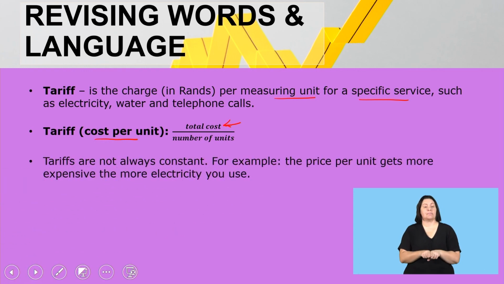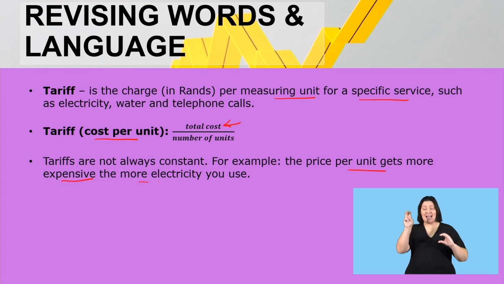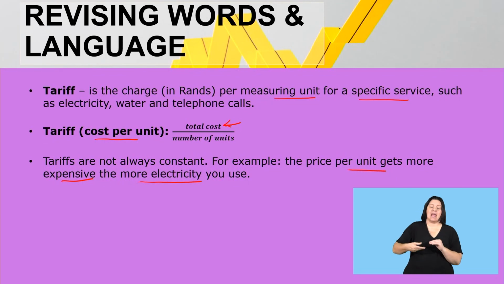Then also, I've indicated to you that tariffs are not always constant. What do I mean by that? The price per unit gets more expensive the more electricity, for example, that we use. So the more we use, the more we end up paying. And we are saying that the tariff, the price, increases.